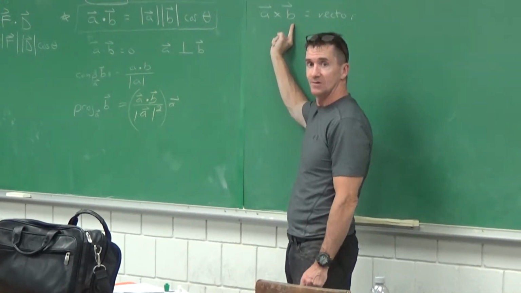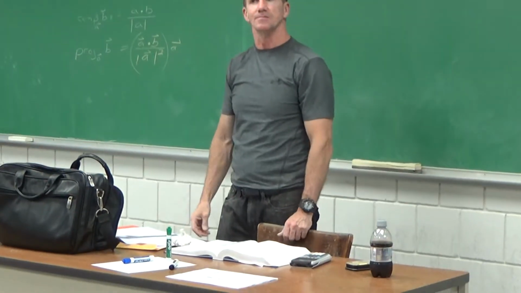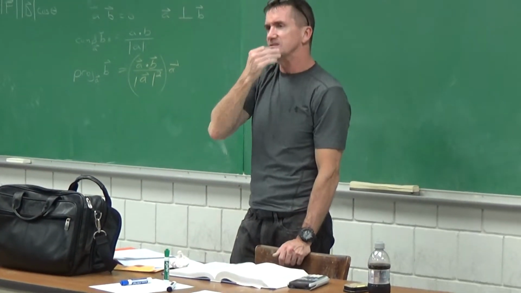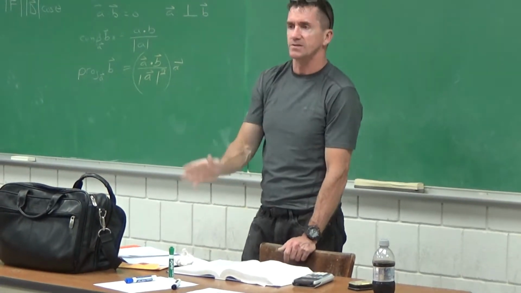Or like a parallelogram, right? Yes, that's what we'll get to. We'll prove that too. But let me just say this again. What is the cross product of two vectors? Well, it is a vector, but that vector will be orthogonal to both of them.